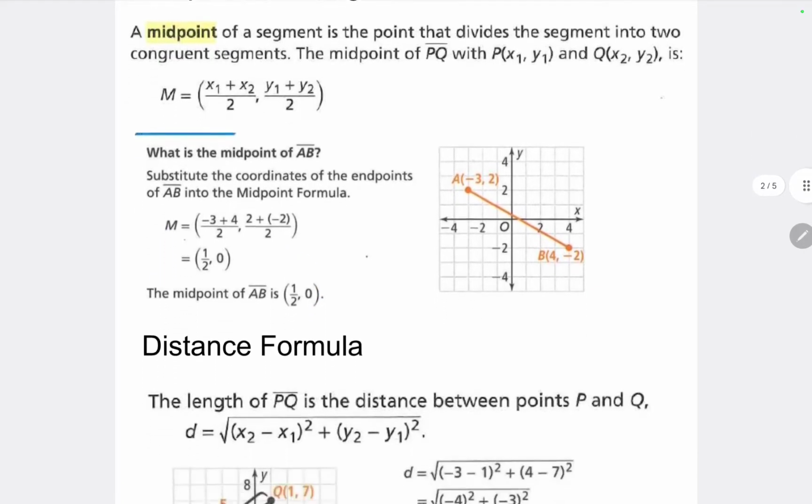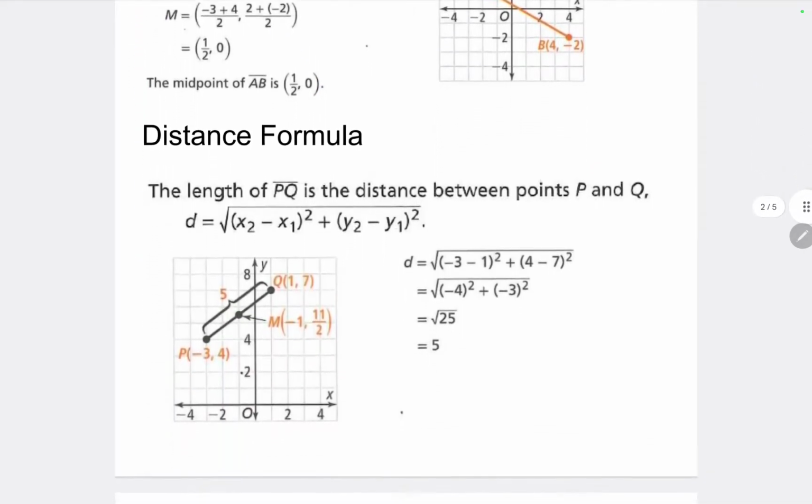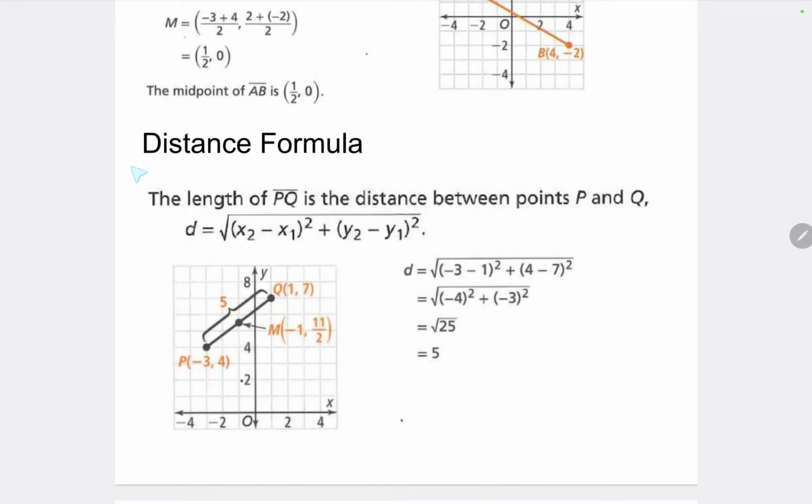(1/2, 0). Similarly, the distance formula is derived from the Pythagorean theorem. I'm taking the horizontal distance between the 2 points and squaring that. So here, -3 to -1. We have a directed distance shown here, that is -4, but when we square that, it becomes +16. I have a vertical distance from 4 to 7, that is 3. That squared is 9. So I end up summing those two together and taking the square root, and I get that my distance is 5.